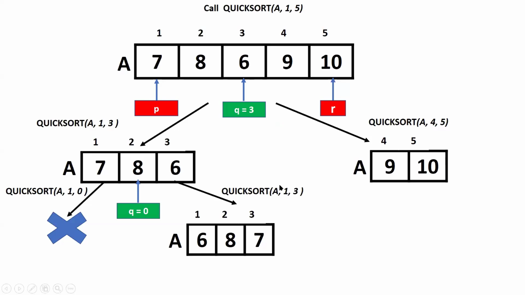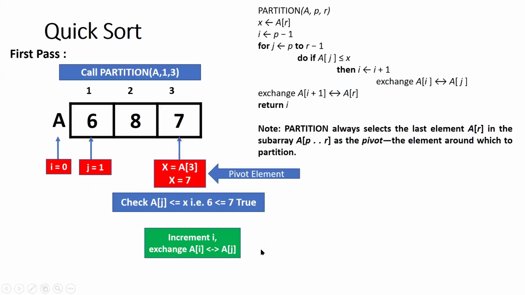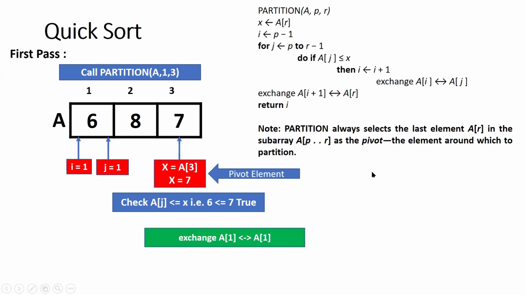Now see here, A[1, 3], again we will call it 1, 3. Then what will happen? J is equal to 1. Compare 6 with 7, which is less than this. Then I is equal to I plus 1. I is incremented and I and J both become 1. Now exchange A[I] with A[J], because both the values of I and J are the same, 1, 1. There will be no change.